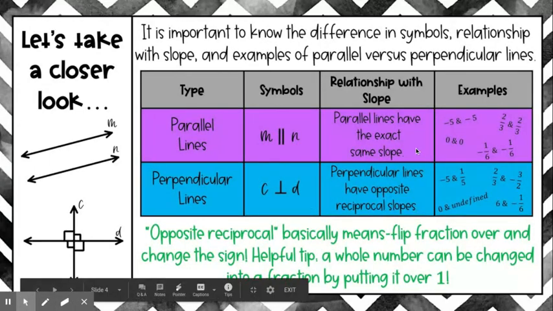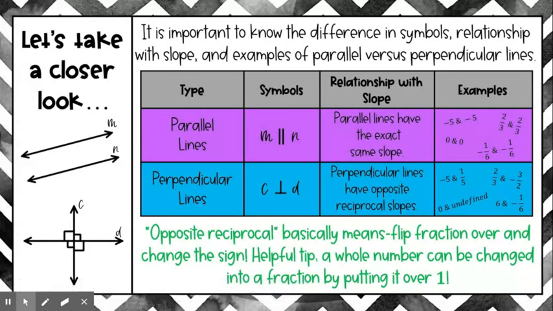So parallel lines have the exact same slope. So if we were to find the slope of the two lines, their slopes would be the exact same number. So if one slope was -5, the other slope is -5, they are parallel lines. If they're 0 and 0, they're still parallel lines. If they're -1/6 and -1/6, they're parallel lines.